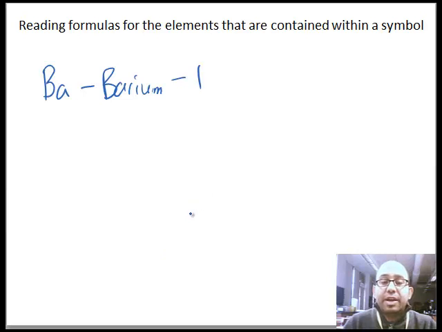And this is how you do the back of the handout. The handout says, for each of the following formulas, list the name of each atom and the number of each atom, meaning how many there are.